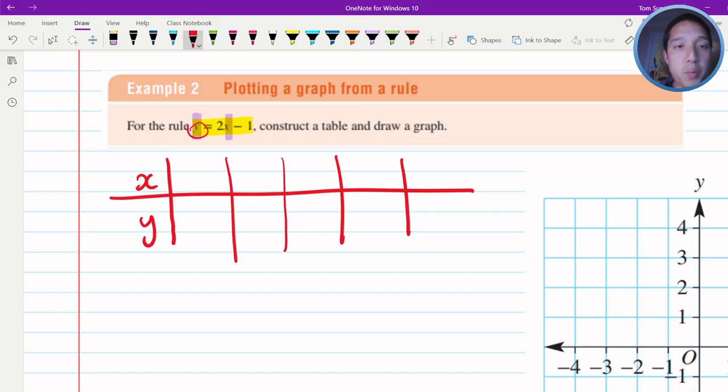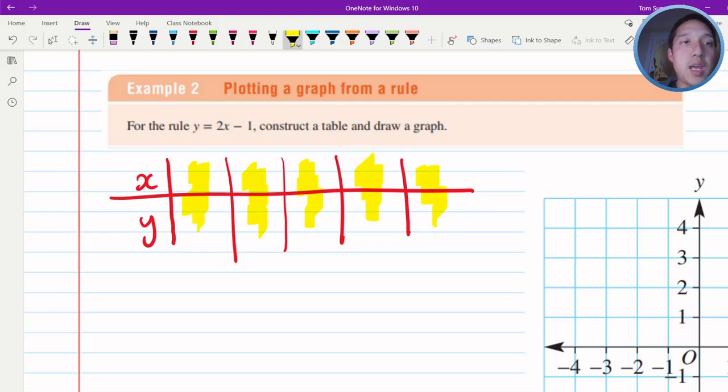downwards. What we need to do here is, when we have this rule, we need to come up with a whole series of plots, so coordinates. So we want xy coordinates. You can see here I can come up with a table, and that table can have 5 different coordinates, which will then give me a pattern that will allow me to see, oh yeah, that's the graph I'm going to draw.